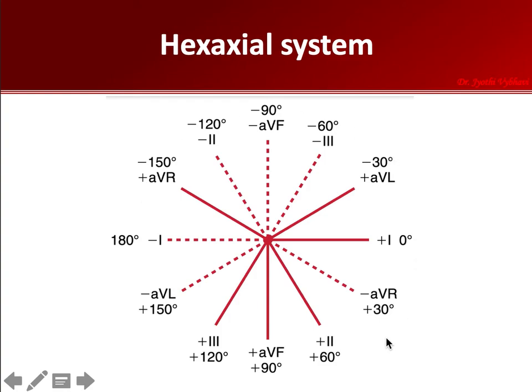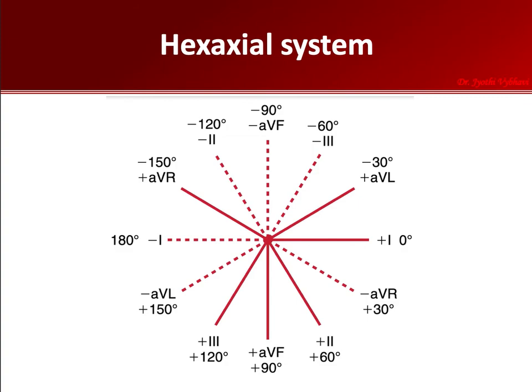You should remember, it's very simple. You should not at all get confused. It is a triaxial system of the bipolar leads and augmented unipolar leads combined together, and for convenience they have numbered it like that, that's all. So now you should be asking me, what is the use of this hexaxial system? Why have they numbered all this? The use of this is to determine the electrical axis of the heart.